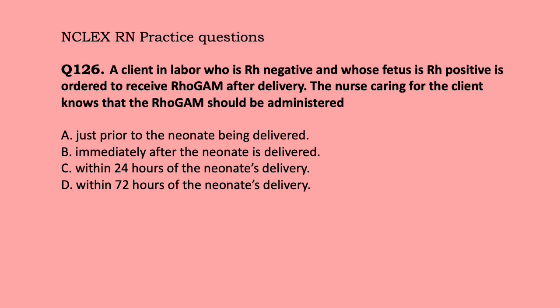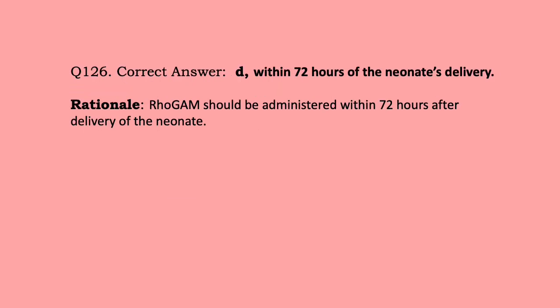NCLEX RN Practice Questions. Question 126. A client in labor who is Rh negative and whose fetus is Rh positive is ordered to receive RhoGAM after delivery. The nurse caring for the client knows that the RhoGAM should be administered: A. Just prior to the neonate being delivered. B. Immediately after the neonate is delivered. C. Within 24 hours of the neonate's delivery. D. Within 72 hours of the neonate's delivery. Correct answer, D. Within 72 hours of the neonate's delivery. Rationale. RhoGAM should be administered within 72 hours after delivery of the neonate.